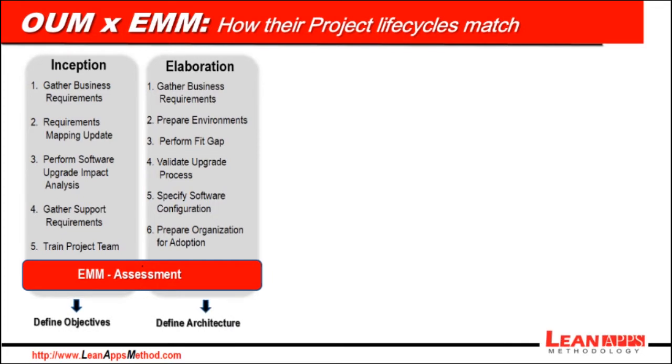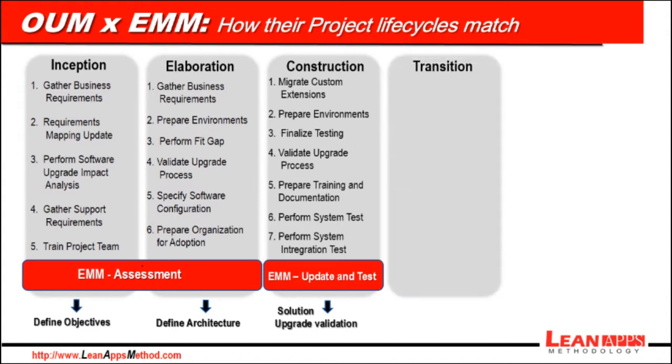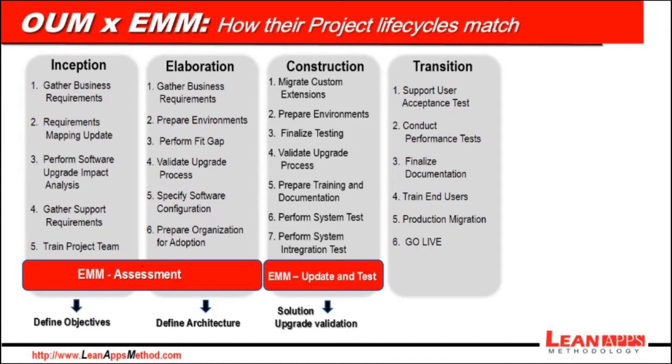Next, we have the construction phase at OUM, where we build and test a future solution that will go live. It is equivalent to EMM's update and test phase, where we validate the upgraded solution. Fourth phase at OUM is transition, where we train users and have them validate the final solution prior to go live. After executing the cutover plan, the new version goes live, which still happens in transition.